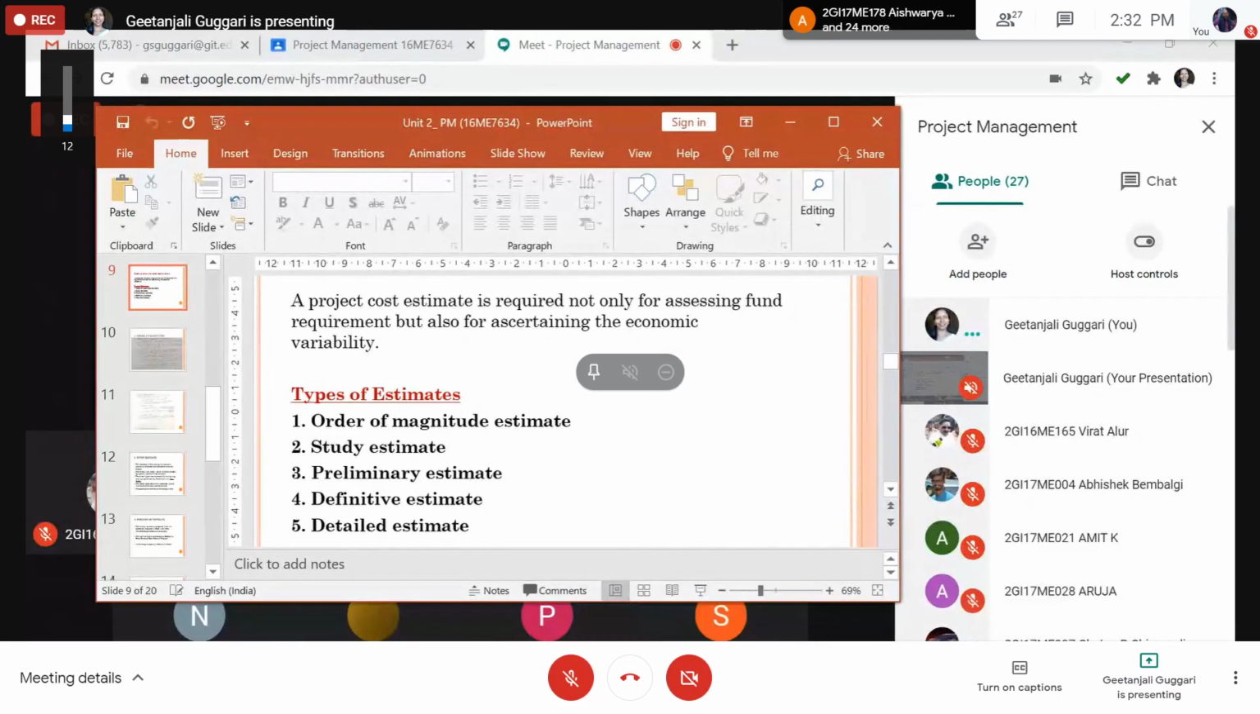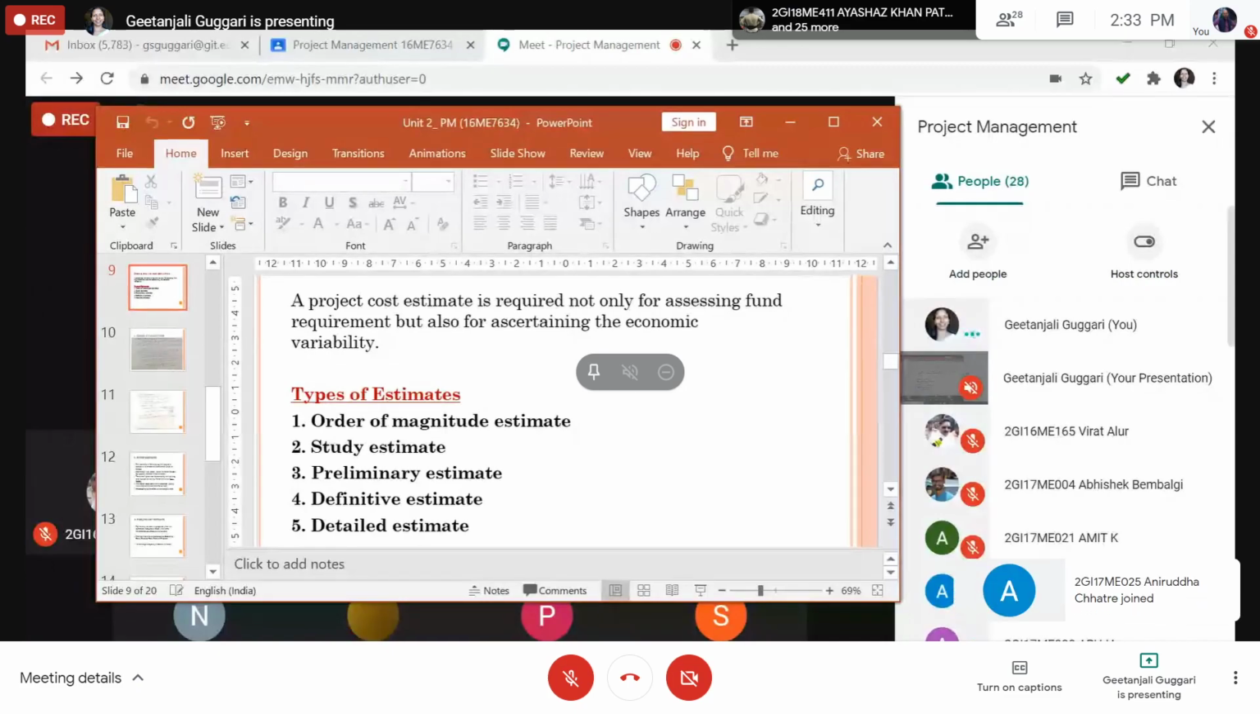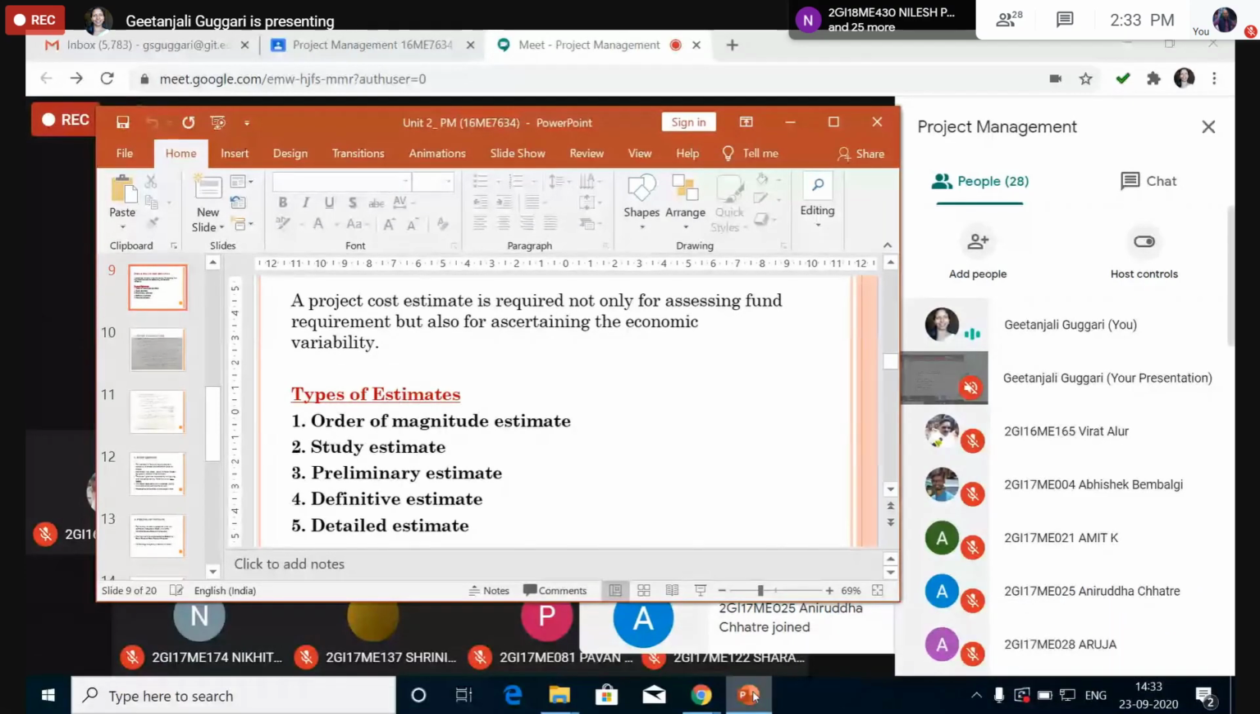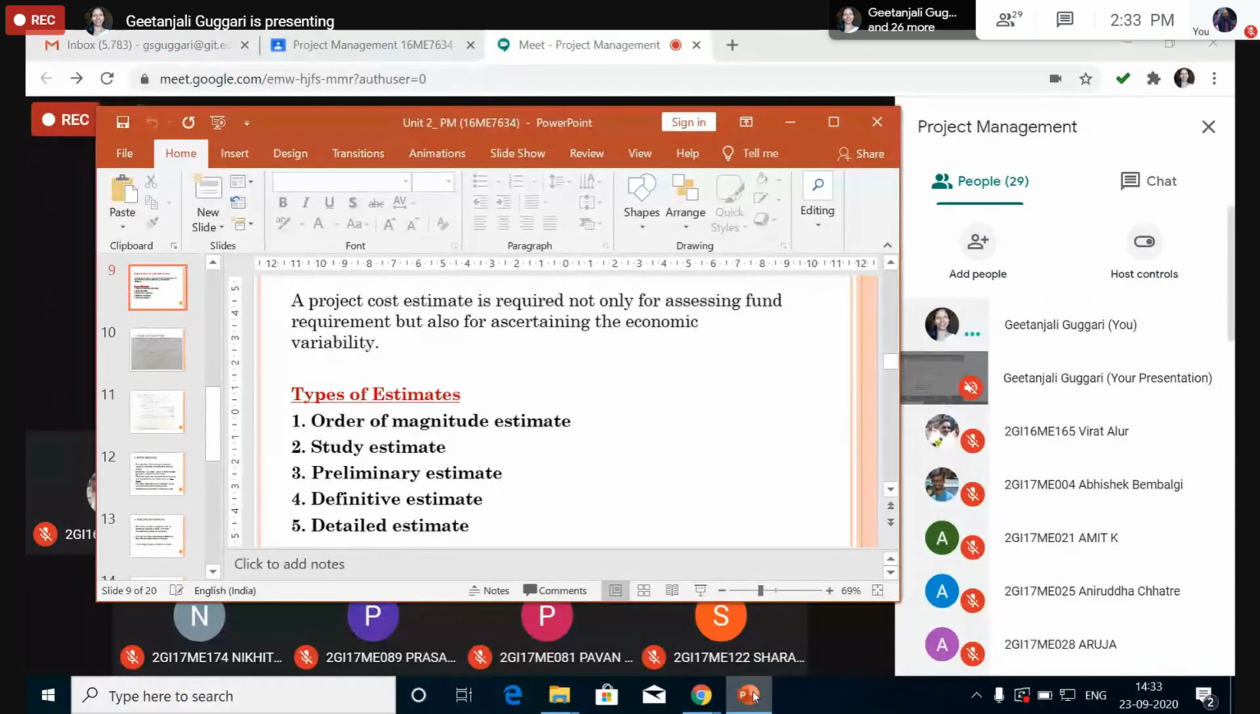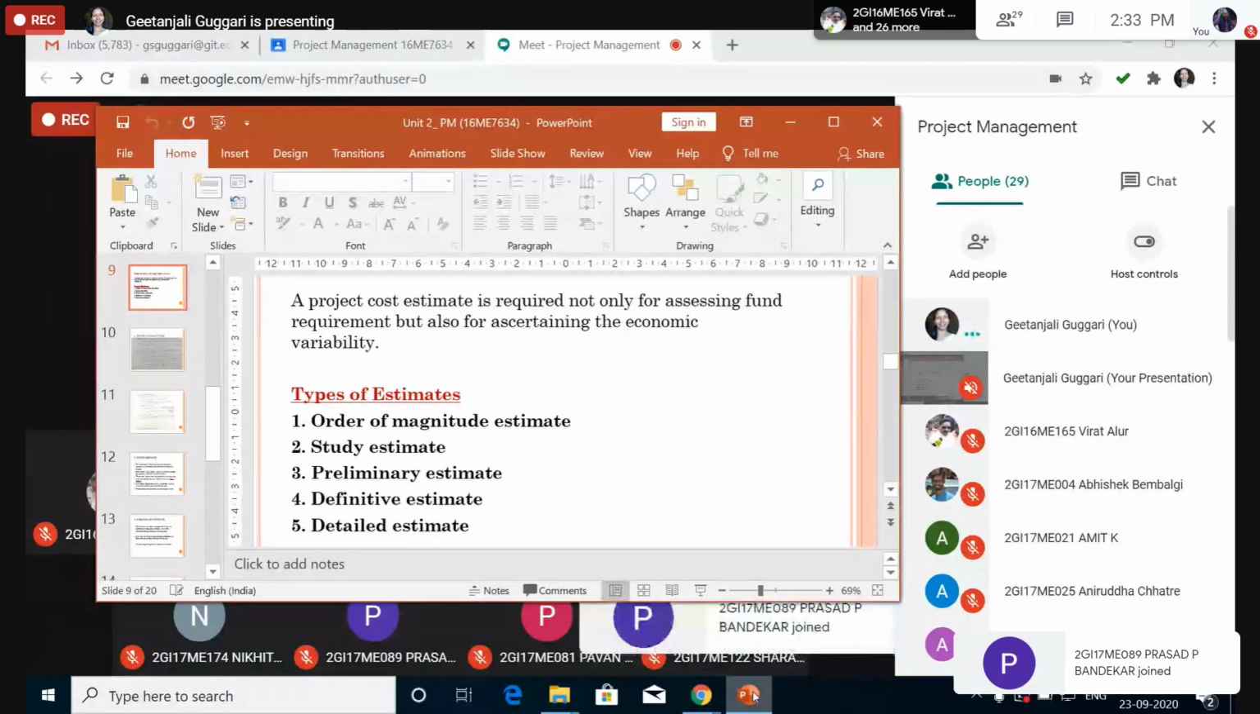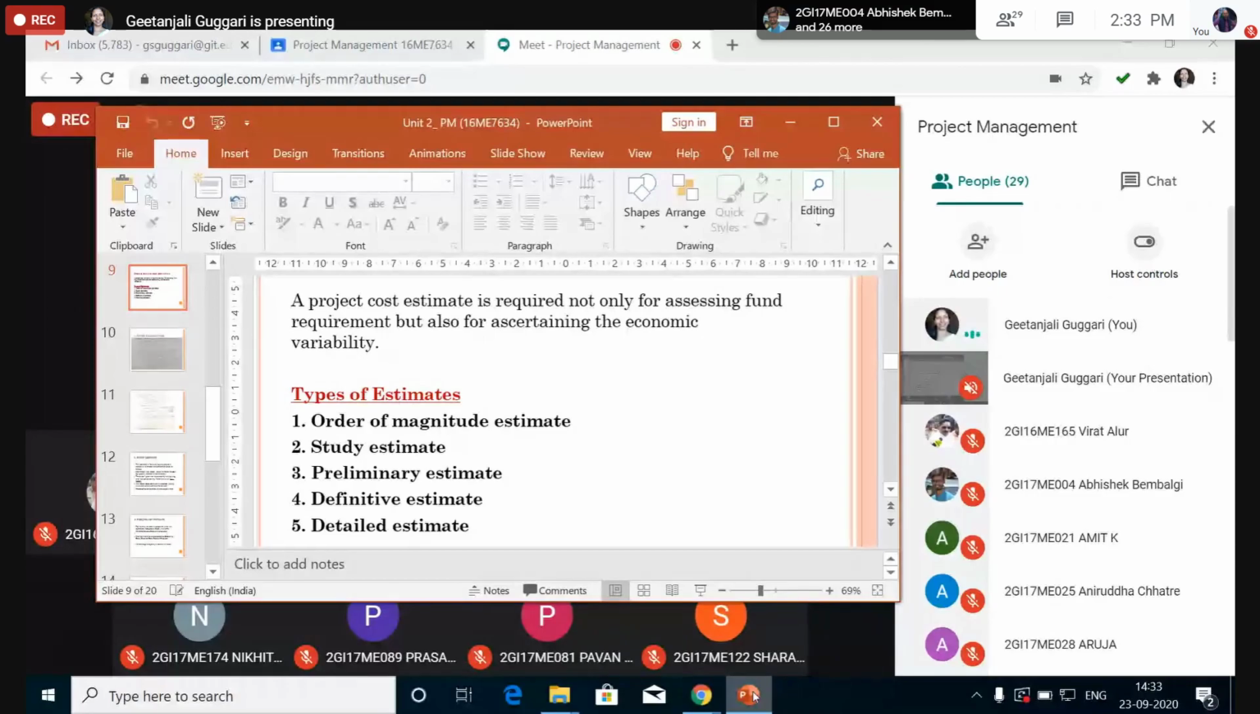Under that, yesterday we discussed the feasibility study and the types of cost estimation. The types of cost estimates give a rough idea about the cost required, or the installation cost required, for completion of the project. This estimate is done during the life cycle of the project.